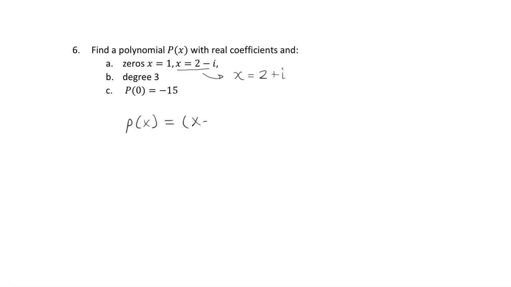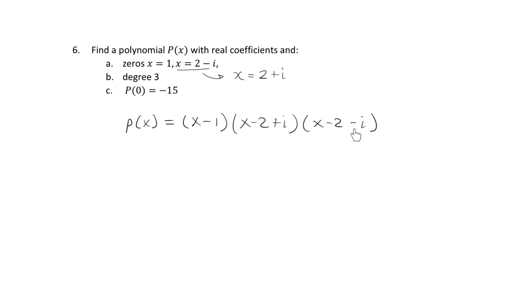So the first thing we would do is take each zero and convert it into a factor. If x equals 1, then x minus 1 is a factor. For x equals 2 minus i, if you recall in class, when you have these pairs of complex zeros, you want to get both of these on the same side as x, so x minus 2, and then you plus the i. So it's going to be x minus 2 plus i. And for this one, you're going to subtract the 2 and subtract the i. So the factor is x minus 2 minus i.